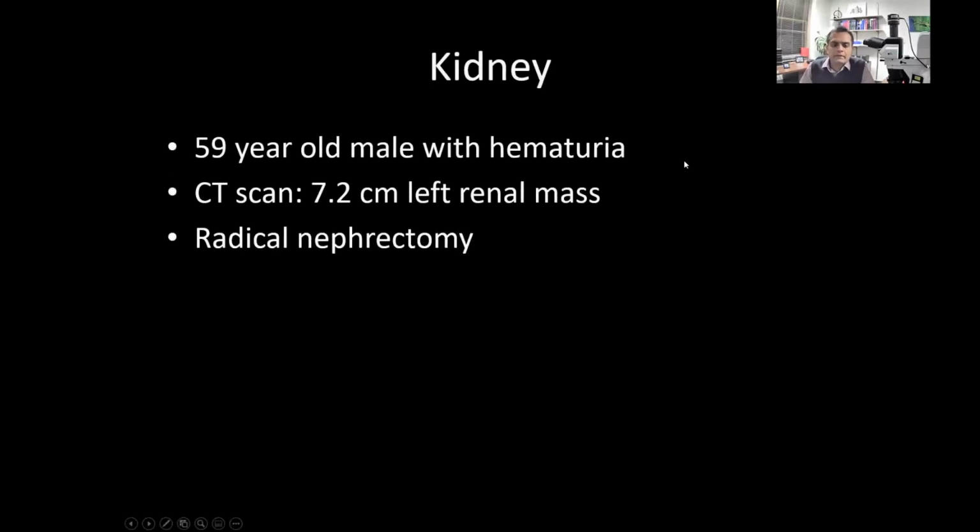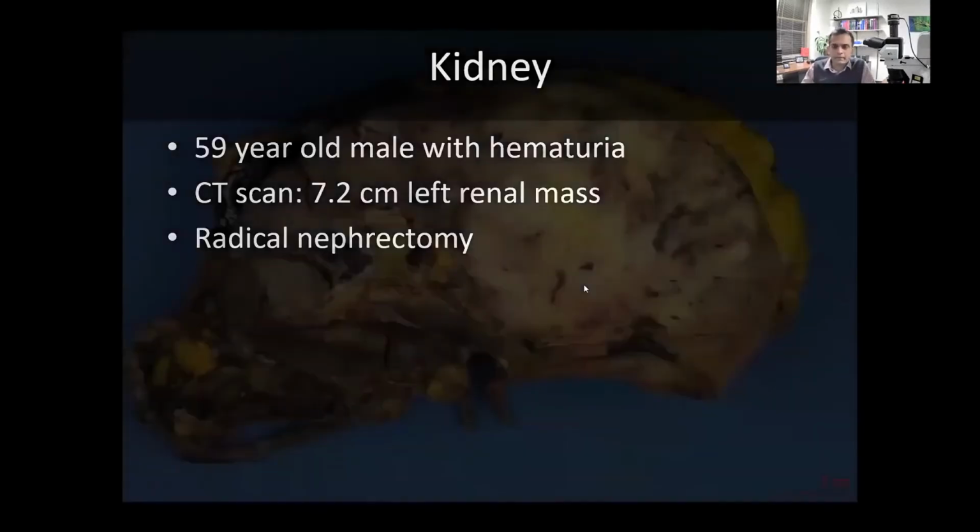Okay, so this is case 3. This time we will discuss a tumor in the kidney. So this is a patient who's a 59-year-old male who presented to the clinic with hematuria, and CT scan actually showed a large left renal mass, and so he underwent a radical nephrectomy.